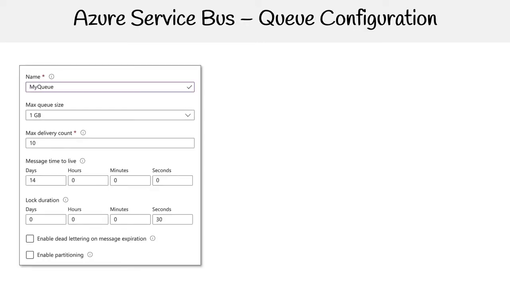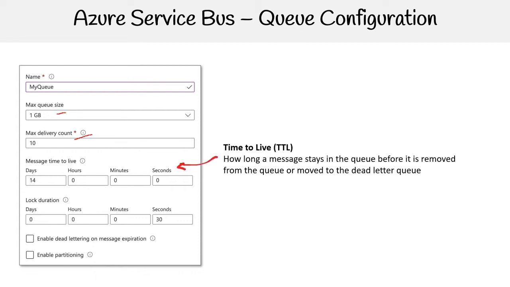Let's take a look at the queue configuration itself. You can see we can set the max delivery count, things like that, the queue size. Important things to note is the TTL, so how long a message will stay in the queue before it's removed from the queue or moved to dead letter queue. You can enable dead lettering down below. You can enable partitioning here. You can set the lock duration. Very similar to what we'll see for PubSub, I think at the subscription level, but there you go.